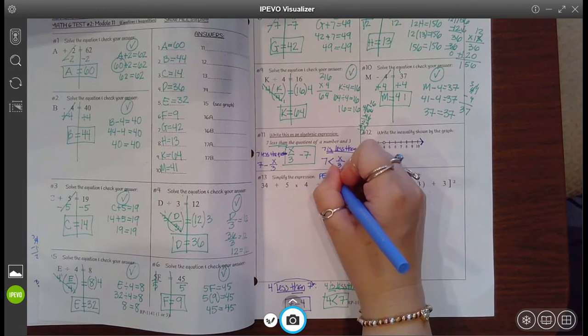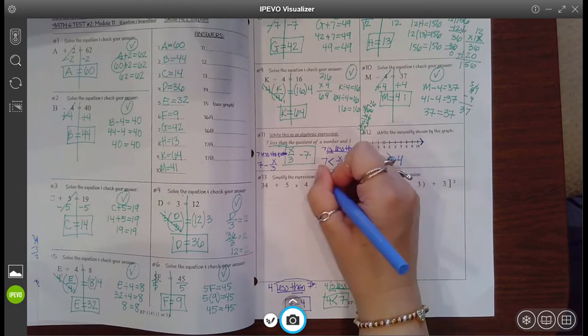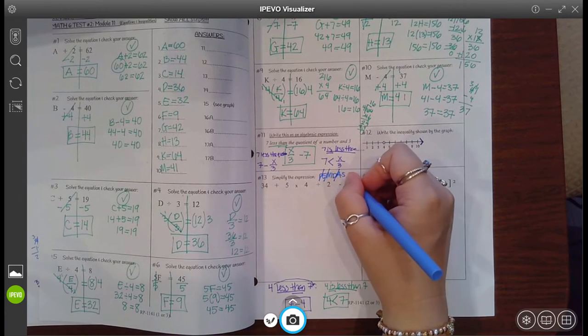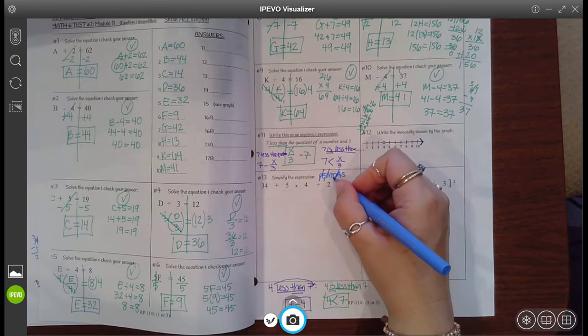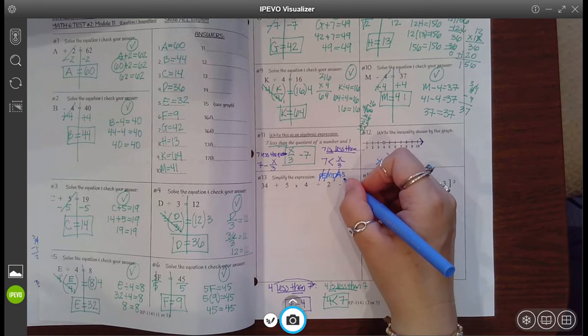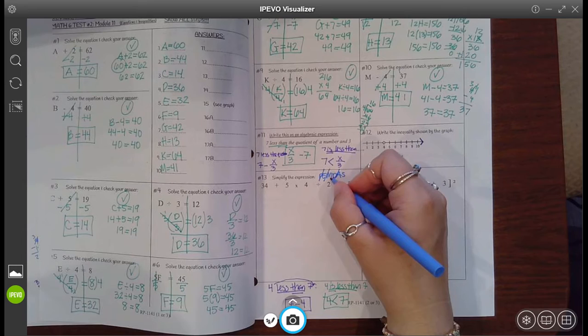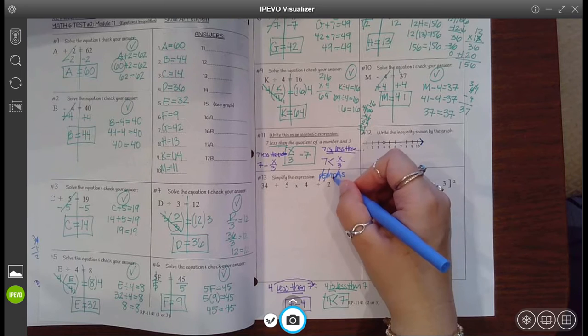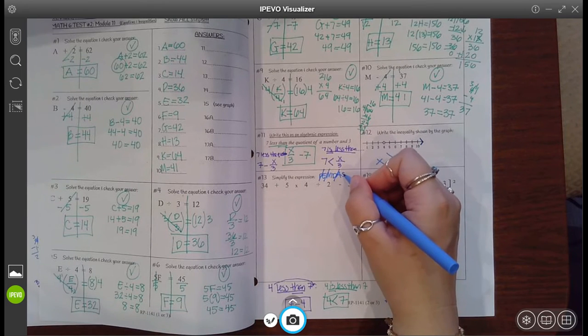Do you remember PEMDAS or GEMDAS? Parentheses, exponents, multiplication and division, and then addition and subtraction. So multiplication and division come before addition and subtraction, but when deciding between multiplication and division, go from left to right, whatever comes first. And when deciding between addition and subtraction, go from left to right, whatever comes first. But again, multiplication or division always comes before addition and subtraction.